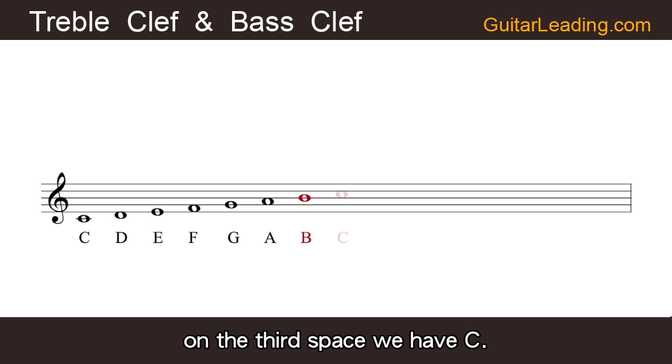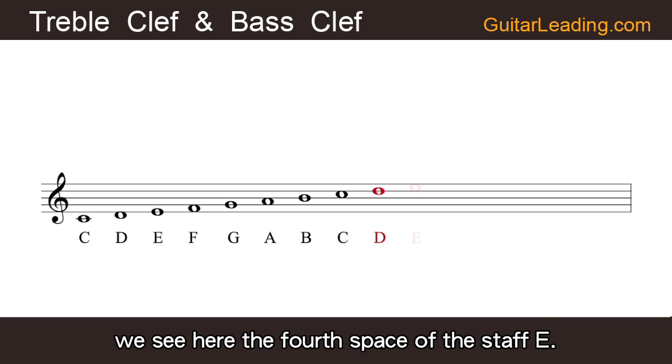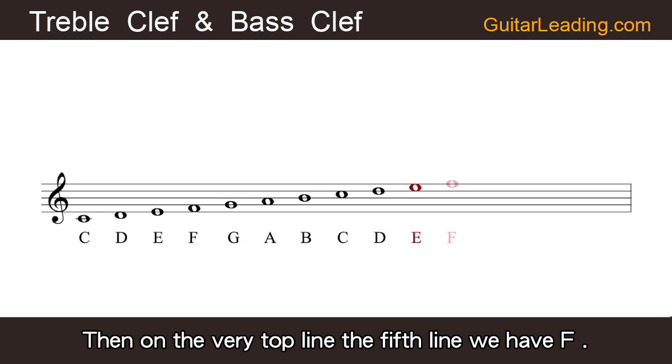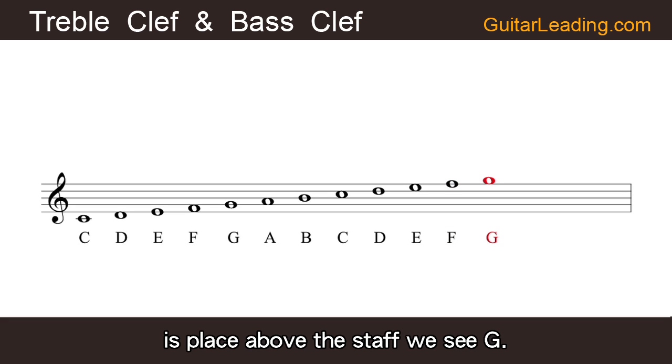On the third space, we have C. Then next, on the fourth line of the staff, D. On the fourth space of the staff, E. Then on the very top line, the fifth line, we have F. Then the note placed above the staff is G.